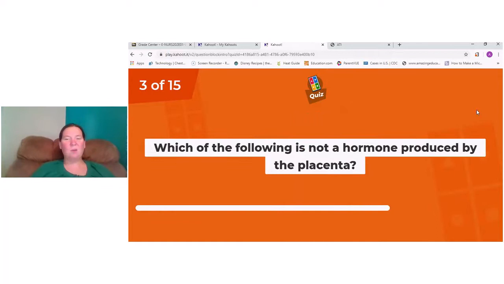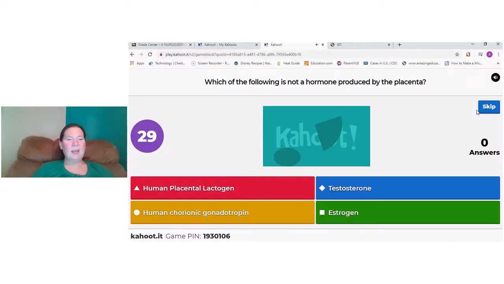All right, which of the following is not a hormone produced by the placenta? Is it HPL, testosterone, HCG, or estrogen? Which one does not fit?